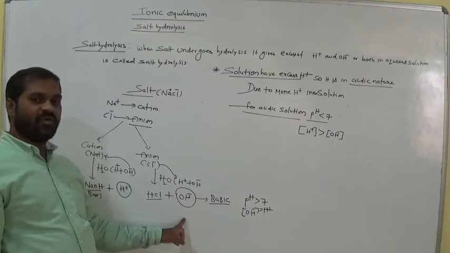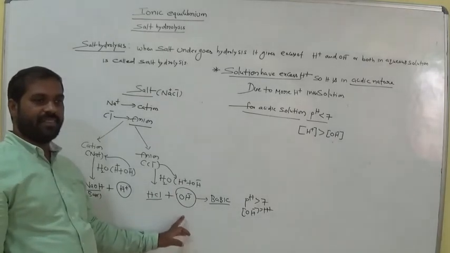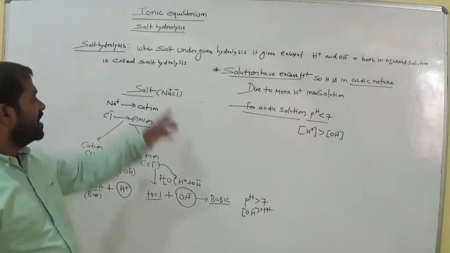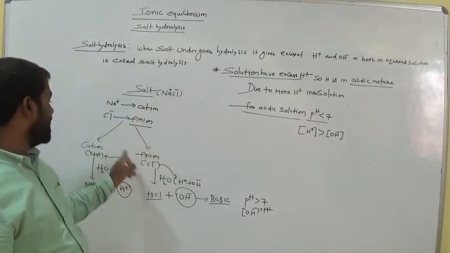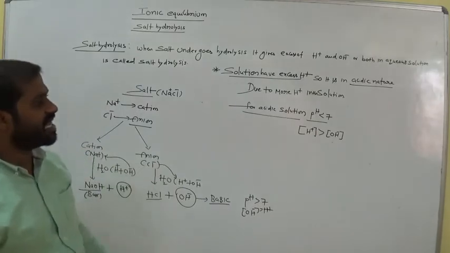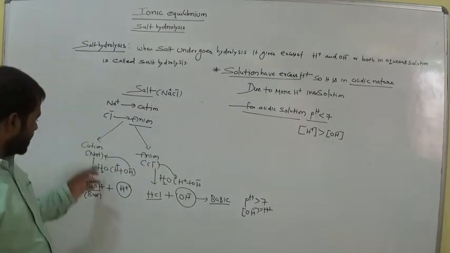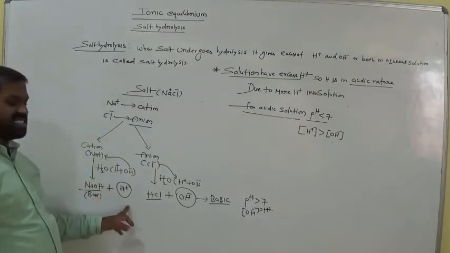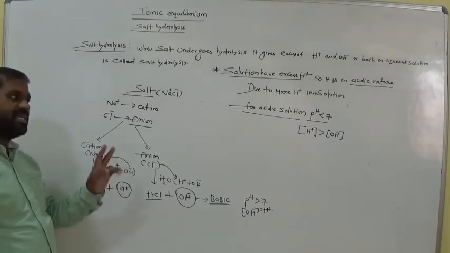It gives excess of OH minus in the solution clearly. Okay, so that is the definition. When salt undergoes hydrolysis, it gives excess of H plus or OH minus in aqueous solution. So in cation hydrolysis, it gives excess H plus. The nature of the solution is acidic clearly.